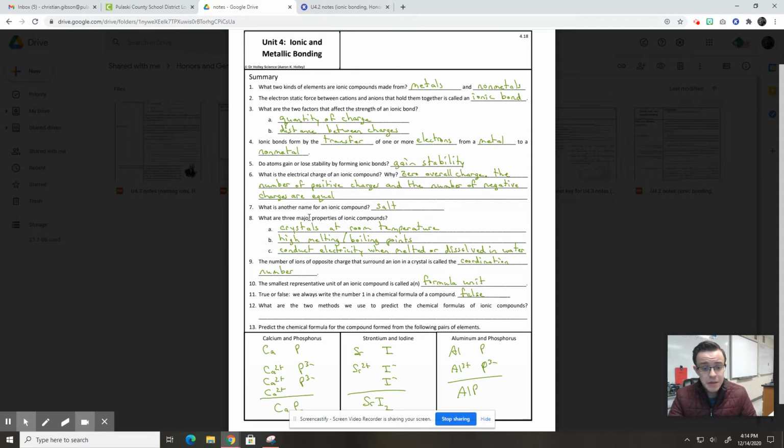What are the three major properties of ionic compounds? Well, one is that they're crystals at room temperature. If you were to look at these guys under a microscope, you would see a crystal, and usually they're really pretty. Another major property is that they have really high melting and boiling points. So the ionic bond that holds these together is really strong. It's really hard to break it up. So in order to melt them, or especially to boil them, you have to get them to really, really high temperatures.